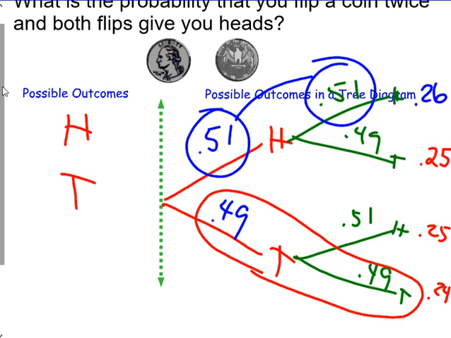Well, here would be a typical question. What's the probability with this weighted coin of getting either 2 heads or 2 tails?